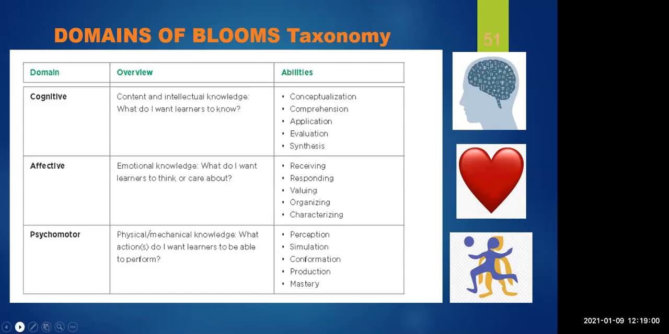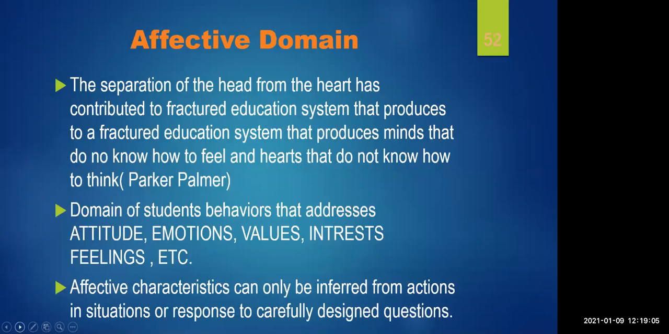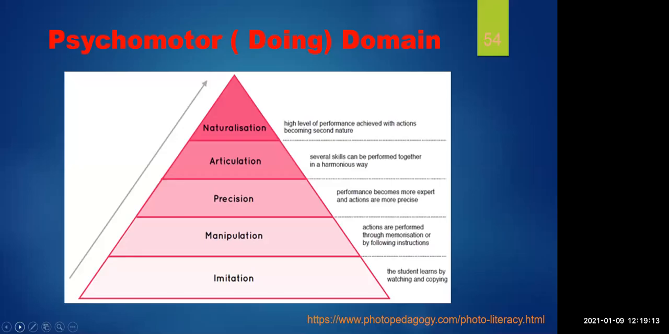So these are the three things. The affective domain is related to attitude, emotion, values, interests, and feelings. And these are the affective domain characteristics. Of course, it is not required for us, but anyway, I'm mentioning it for information. This is the psychomotor domain, that is the physical activity level. What are the skills? If you take the students to the laboratory, we teach them by watching and copying. They do manipulation by demonstration. They do precision performance, become more expert and actions are more precise. And articulation, several skills can be performed together in harmony. That is the articulation level. This is the naturalization level, based on the high performance level achieved with the action becoming natural. So this is related to the psychomotor domain.